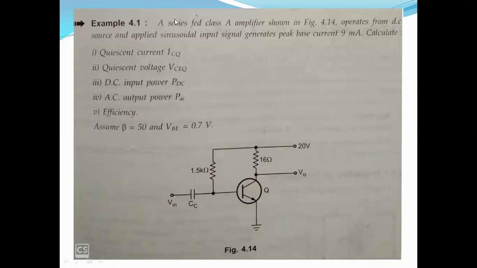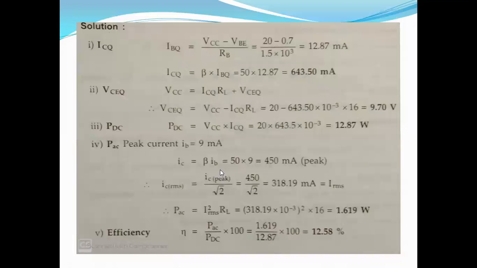RB is 1.5 kiloohms base resistance. This is the base current, let us assume. Here we have VCC as the initial voltage and VBE as the final voltage, and this is the resistance RB. We have IBQ is equal to (VCC minus VBE) by RB. If you simplify the equation, 12.87 milliamps is the base current.